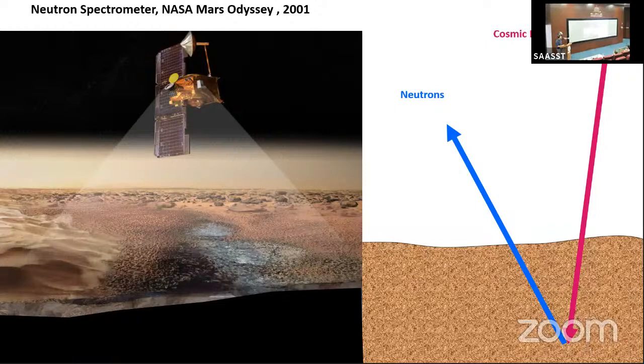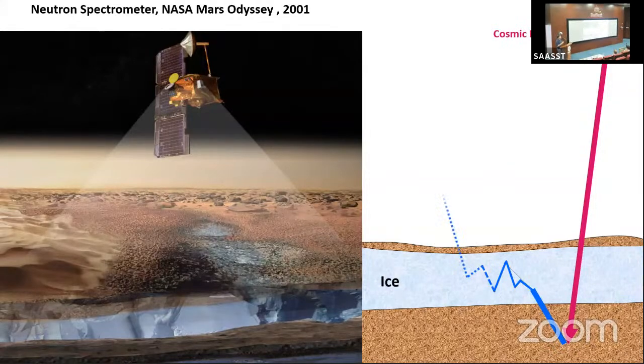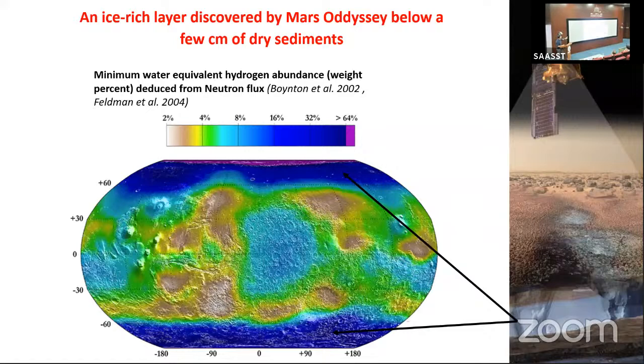If the ground is dry, you have lots of neutrons coming. If you have ice, even hidden ice in the subsurface, then the neutrons that are emitted, the blue ones, are slow, because when they collide with the nuclei of the hydrogen atoms, they are slowed and you have fewer neutrons. They could map the flux of neutrons, and they found this. I won't have time to describe it, but this is a map of Mars. And the conclusion was that wherever it's blue, you must have sand and below that, ice. It was difficult to believe because from space you only see sand.